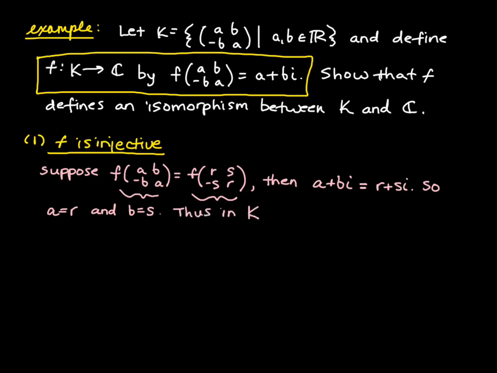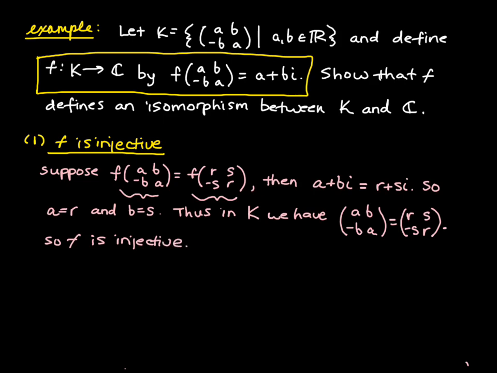So that means in K, if we consider the matrix A, B, negative B, A, and we know that A is equal to R, we can substitute R for A here. And since B is equal to S, we can substitute S in for B. And so, in fact, we've shown that if the images of two matrices in K are equal in the complex numbers, then they're equal in our field K. So this map is injective. Now we want to show that F is surjective.